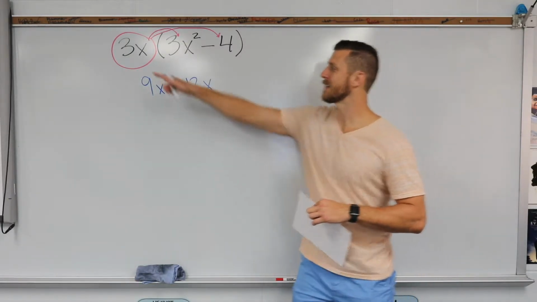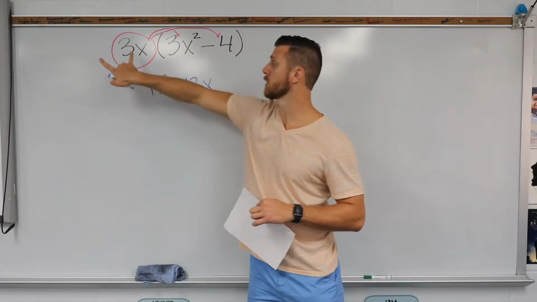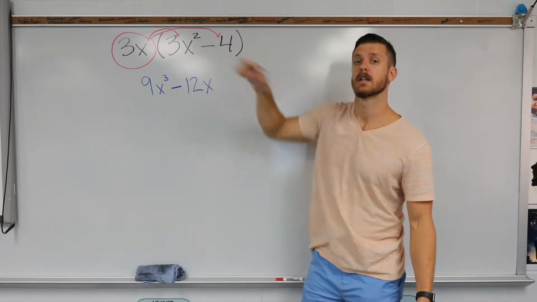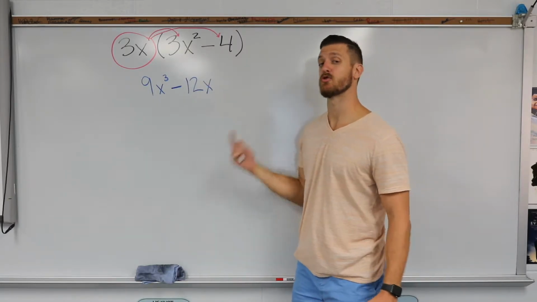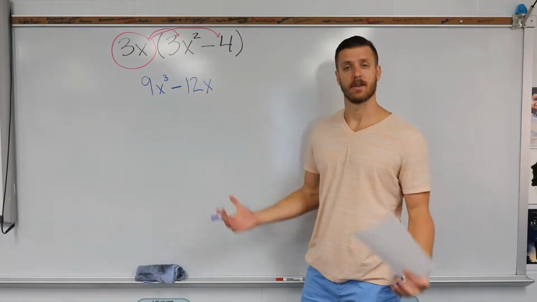But what if, instead of this being a monomial, it's a binomial? In other words, 2 terms times 2 terms. You would want to do the box. Let me show you how you can do it using this distributive method, and then I'll also show you how to do it with the box. You'll get the same answer.